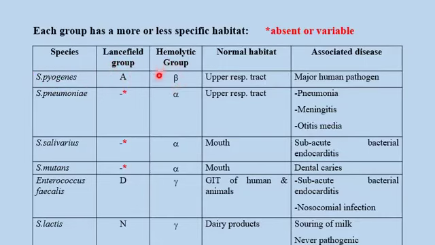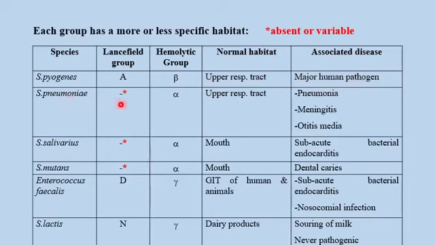That means it causes complete hemolysis of the RBCs, and it has the C substance, it is under group A. It is normally present as an upper respiratory tract normal flora, the normal habitat of the upper respiratory tract. The disease caused by this pathogen is major, it is a major human pathogen and we will talk about it a lot because it causes many different diseases.